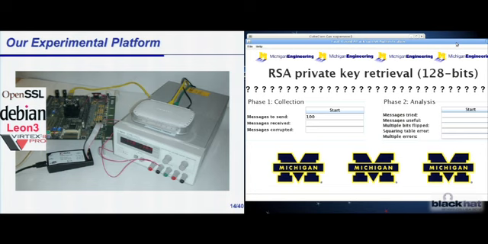And what we did is we programmed it to operate as a Leon 3 system on chip. That's a publicly available system on chip design, which includes a SPARC microprocessor, an Ethernet port, a serial port, and it's basically a complete computer.